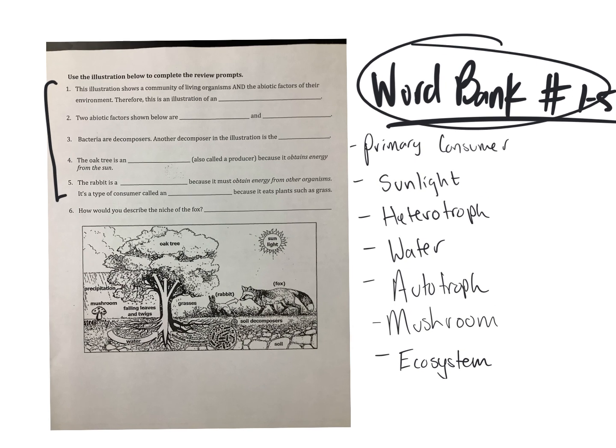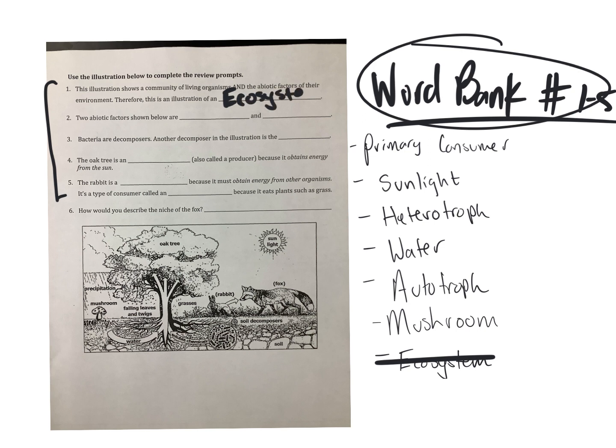So, number 1, this illustration shows a community of living organisms and abiotic factors of their environment. Okay, so mainly it's saying it includes living and non-living organisms. Therefore, this is an illustration of a blank. Okay? If we have living and non-living organisms involved, then that's going to be an ecosystem.